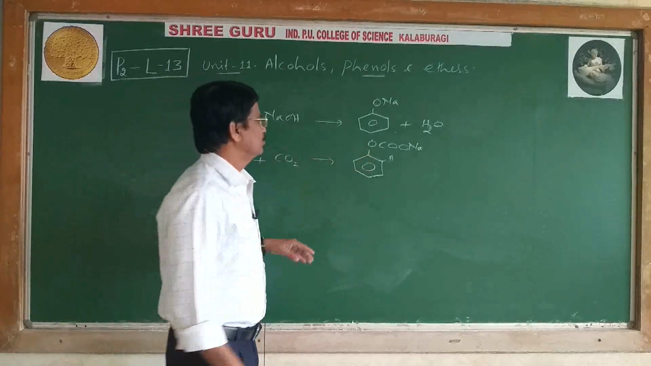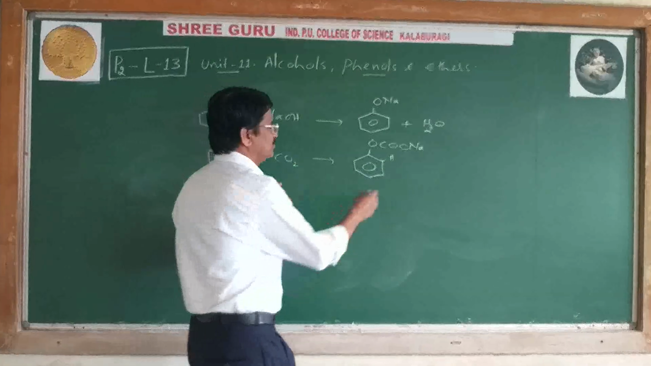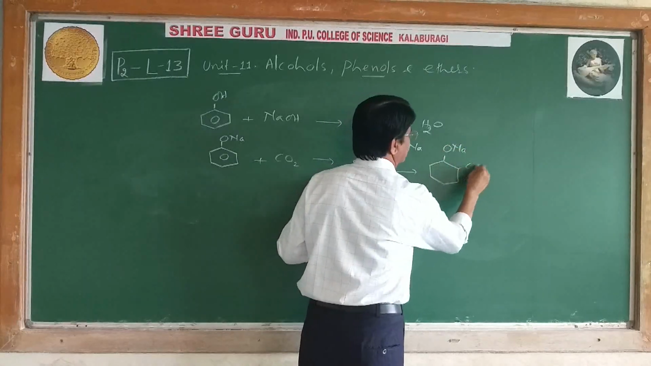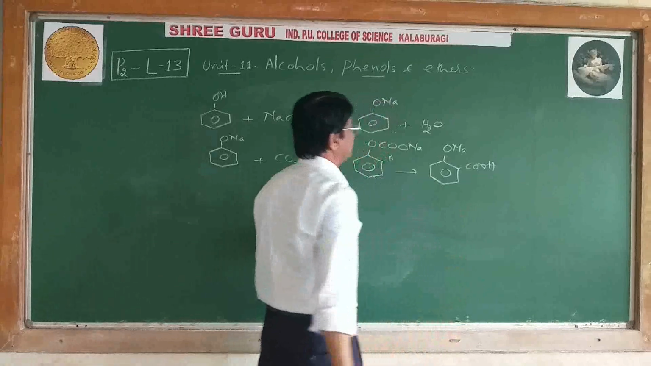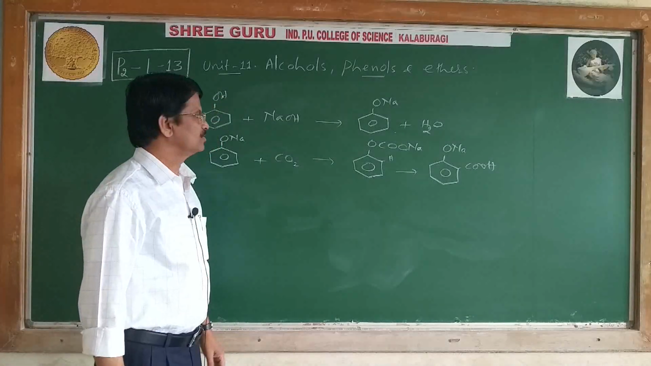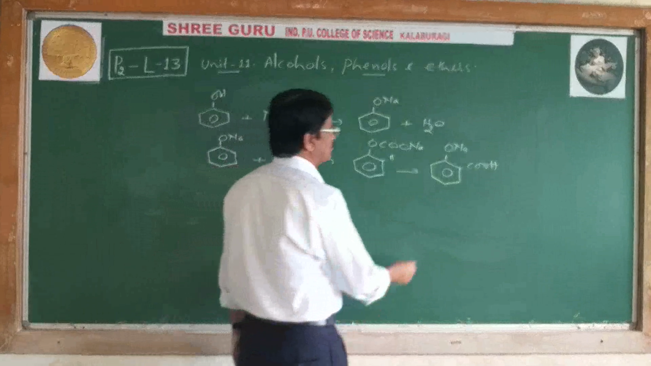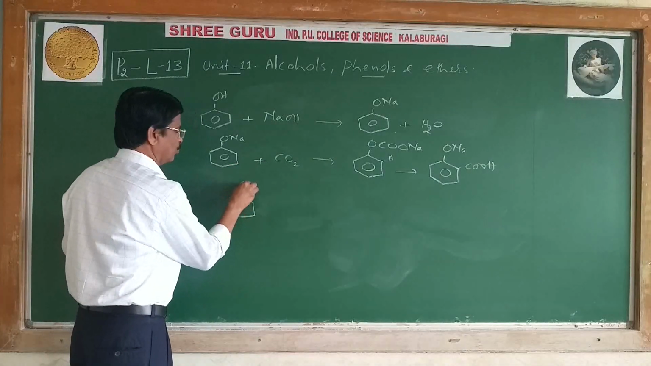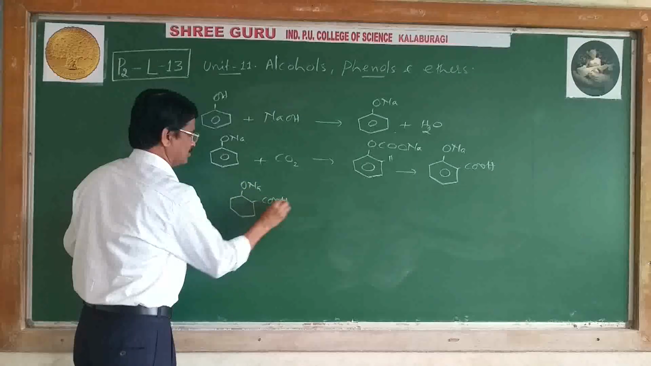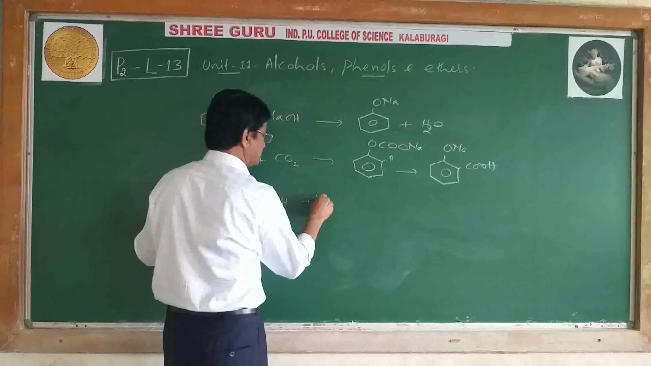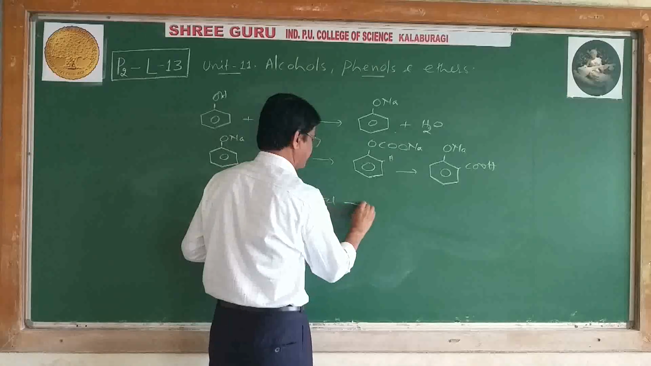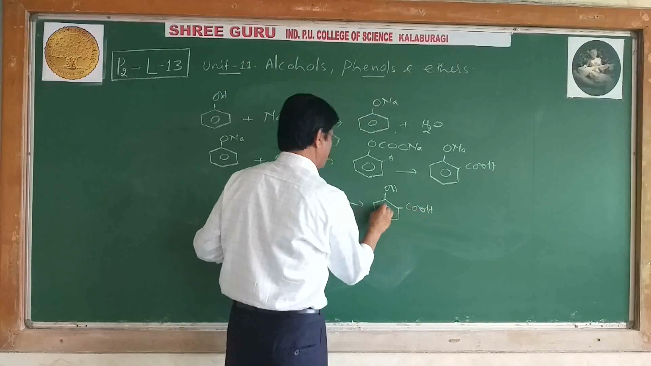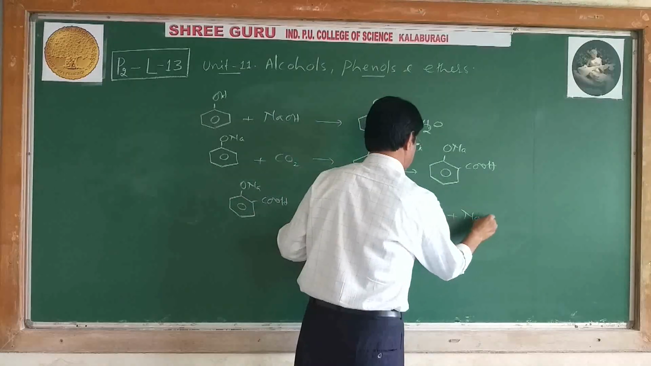Then it rearranges to give ONa with COOH, ONa COOH. Next, this compound ONa COOH plus HCl can form COOH plus NaCl.